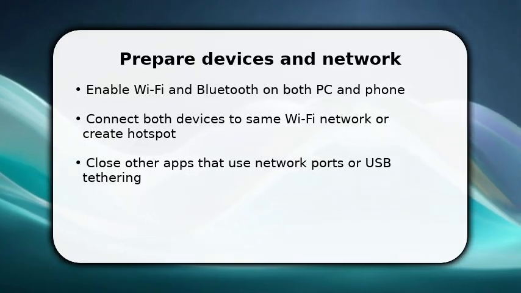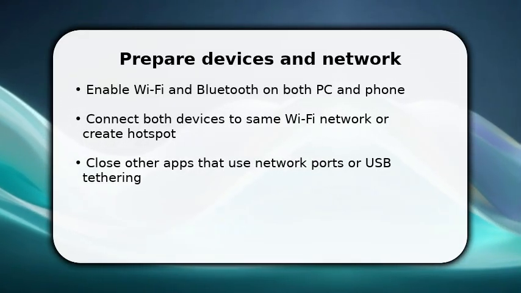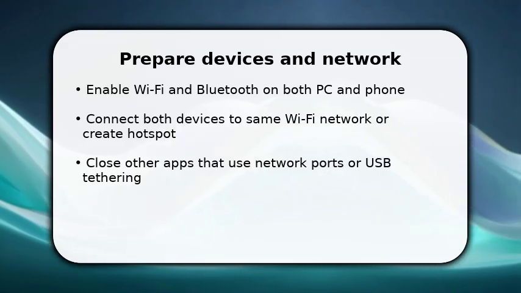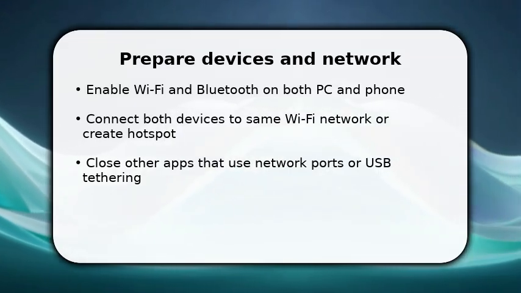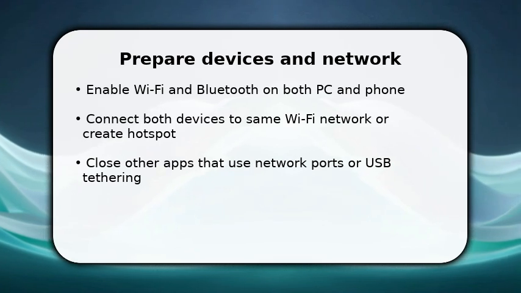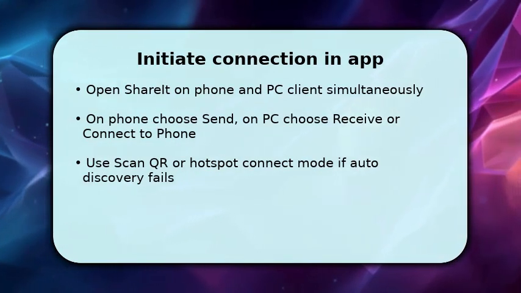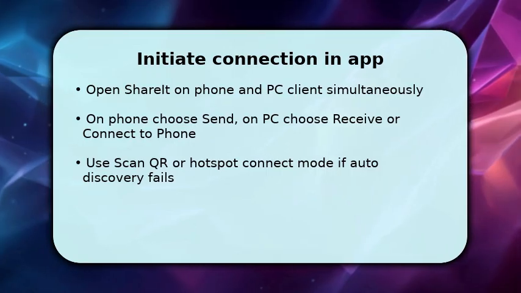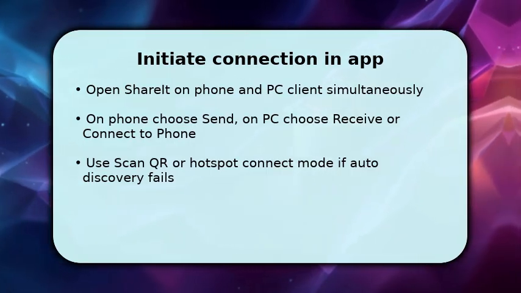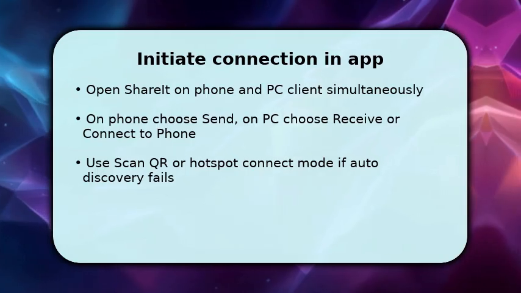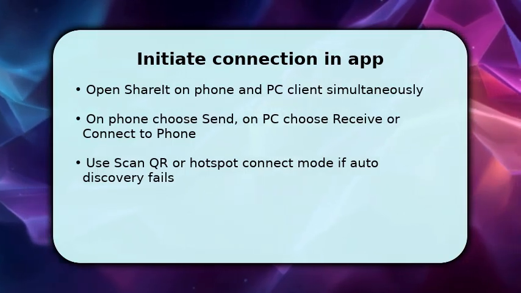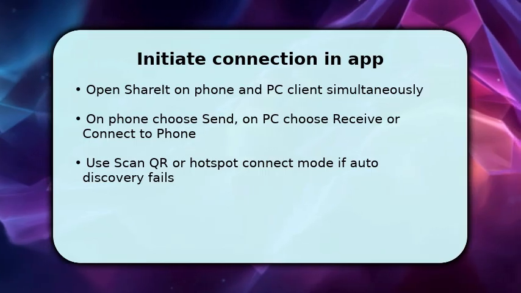Finally, grant location and file permissions when prompted, because Share It needs them to discover nearby devices and establish a secure local transfer channel. Now open Share It on both devices and follow the app flow. Select Send on your phone and Receive on the PC, or use the PC's Connect to Phone option. If automatic discovery doesn't appear, tap Scan QR on the PC and use the phone to scan.